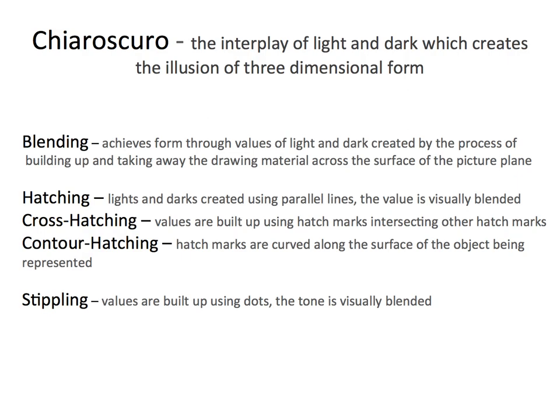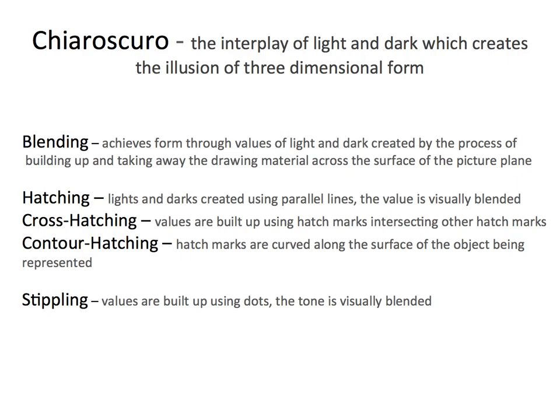Blending achieves form through values of light and dark that are created by the process of building up and taking away the drawing material across the surface of the picture plane. Okay, so that's a little bit of a wordy definition. All we really need to know is that blending is what it sounds like. You're moving your drawing material across the surface of the picture and building up form that way. Now, with some materials, that's going to work very well. With other materials, that's not going to work so well.